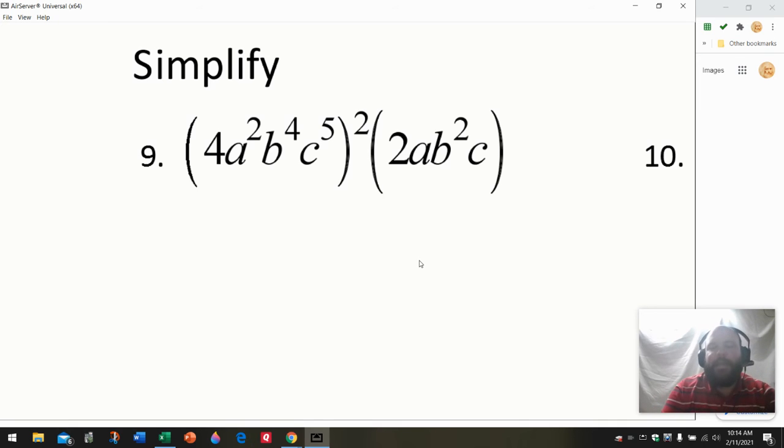The first thing I'm going to do is go through and write a 1 on everything that does not have an exponent. So I have 4 to the first, and then 2 to the first, and a to the first, and c to the first. And you'll see why I'm doing that in a second.